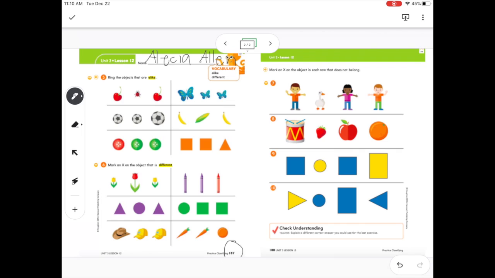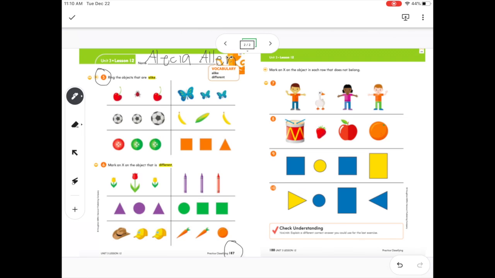Now, friends, it is very important that today you're doing your math workbook page along with me because the instructions are very specific that you need to know what to do for each section. In section number 5, it says to circle the objects that are alike. Alike means that they are the same or very similar.